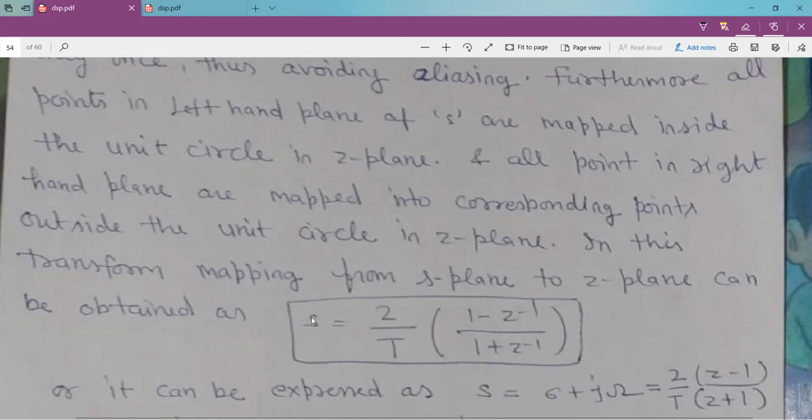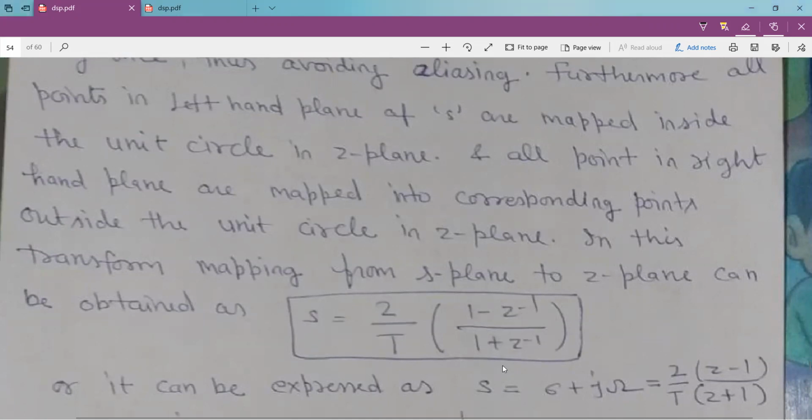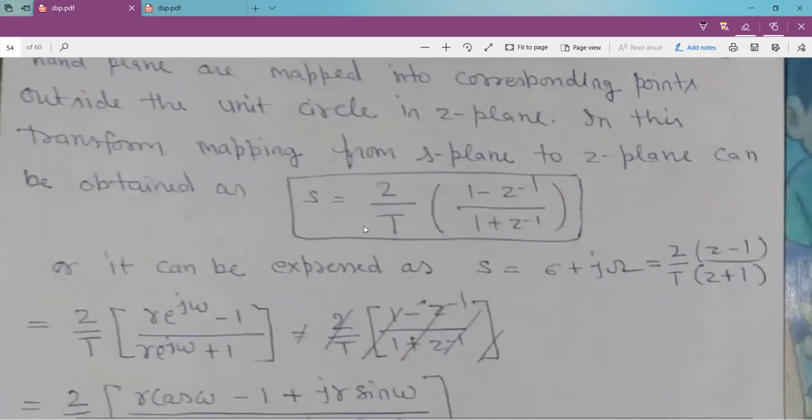The transformation rule states that the S of analog prototype filter is replaced by 2 by T times (1 minus Z inverse) upon (1 plus Z inverse). Here this S is a complex number in S-plane which can be expressed as sigma plus J capital omega, and after simplification we can rewrite it as 2 by T times (Z minus 1) upon (Z plus 1).